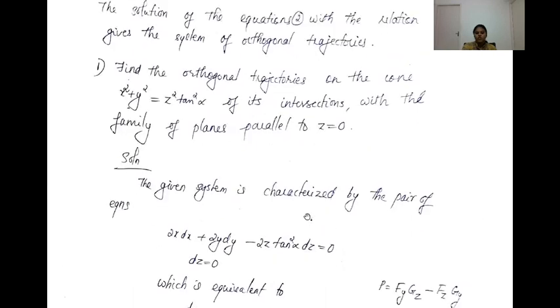P dash, dy dash by q dash equal to dz dash by r dash, and the solution of this will give the orthogonal trajectory. Now when you find that solution, you will get one of the solutions as f of x y z equal to 0. That is, the solution we get will again be a family of curves lying on our surface. So one of the solutions you will be obtaining is f of x y z equal to 0.